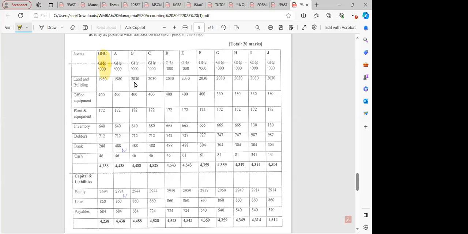To look at how land and building has increased, if you have your calculators, if we take away 1980 from 2030, then the increment is 50. Yes, please pay attention to the top here. Though the increment is 50, it's not 50 cedis, it's 50,000, because of the 3 zeros at the top.